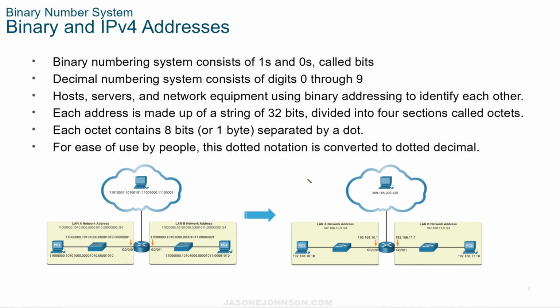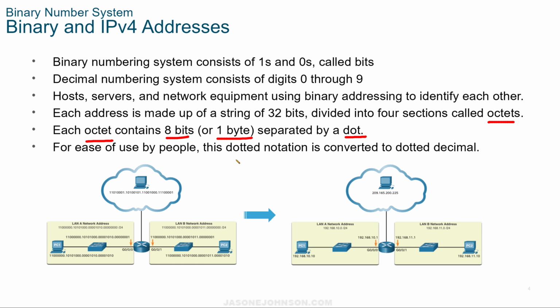The binary numbering system consists of ones and zeros called bits, and the decimal numbering system consists of digits 0 through 9. Hosts, servers, and network equipment use binary addressing to identify each other. Each address is made up of a string of 32 bits divided into 4 sections called octets. It's pronounced octets. Each octet contains 8 bits or 1 byte separated by a dot.